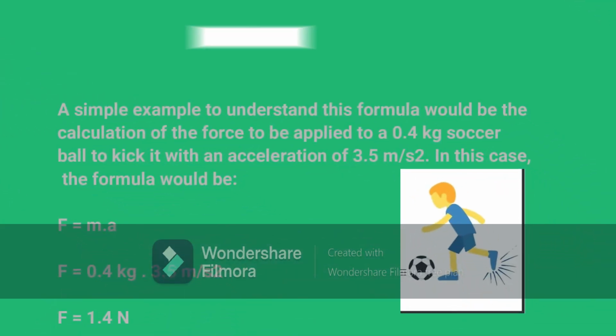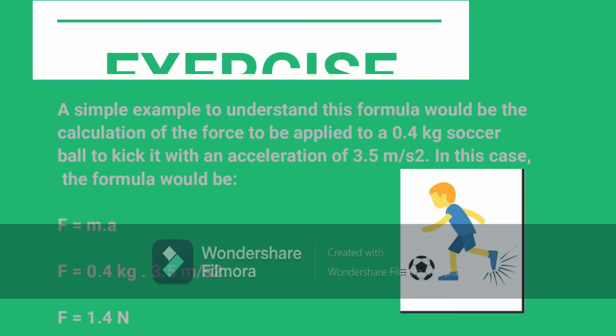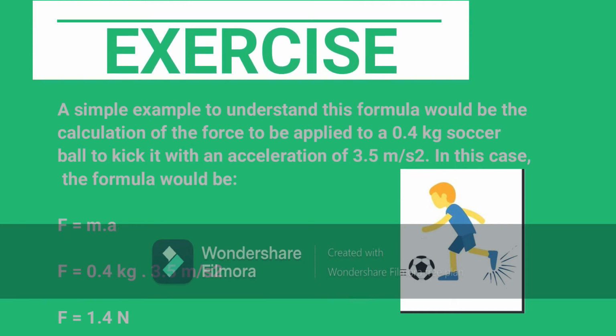Let's review an exercise. Imagine that we have a 0.4 kg soccer ball to kick with an acceleration of 3.5 meters per second squared, and we want to calculate the force. The formula will be the next. F is equal to mass times acceleration. Force is equal to 0.4 times 3.5, and the final result is 1.4. Remember that the units are known as newtons.